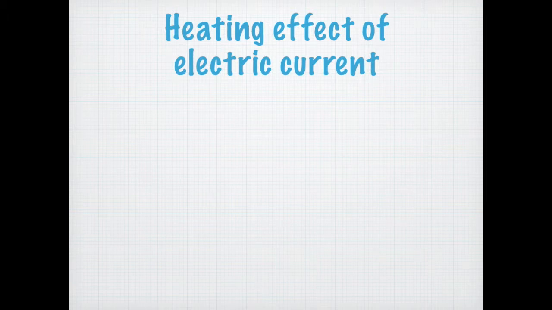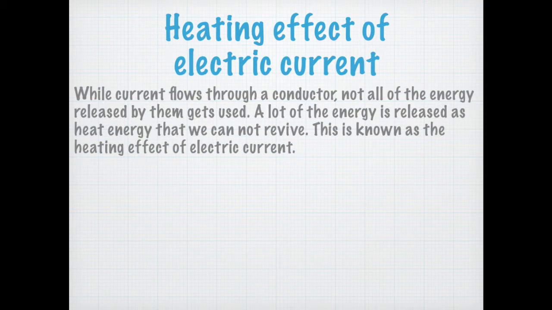Moving on to the heating effects of electric current. While current flows through a conductor, it is resisted, right? So not all of the energy carried by electrons gets used. A lot of this energy is released as heat that we cannot recover. This is known as the heating effects of electric current.